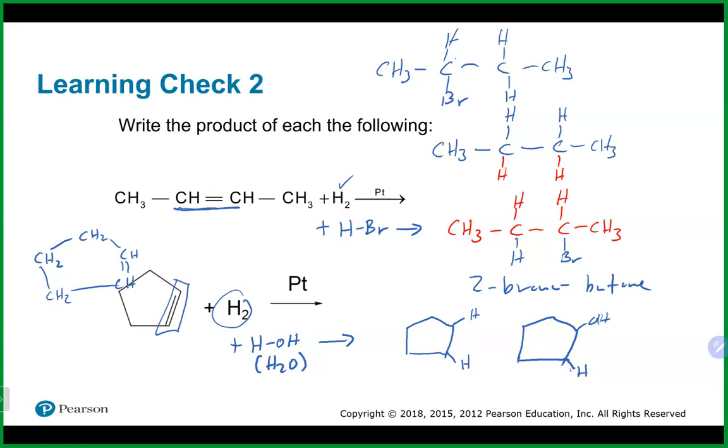That would then be called not cyclopentane, but cyclopentanol, OL. So as an OH group, this would be cyclopentanol. Question on any of those reactions there?